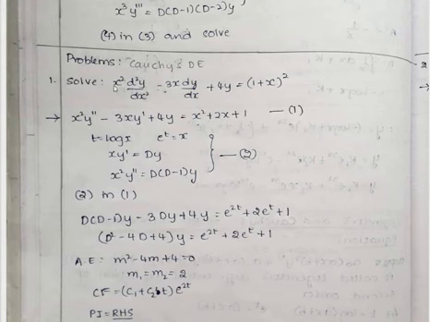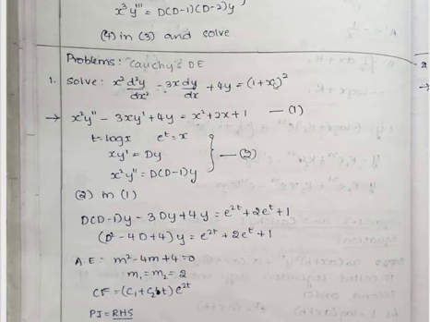Problems. Solve x² d²y/dx² − 3x dy/dx + 4y = (1 + x)². Here this can be written as x² d²y/dx² is x² y'', minus 3x dy/dx can be written as y', plus 4y, that is equal to, here we can expand this term.